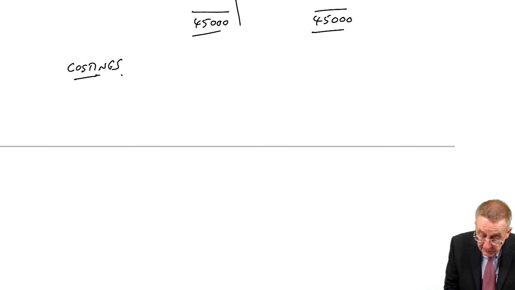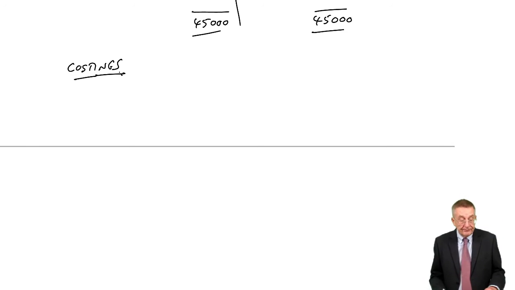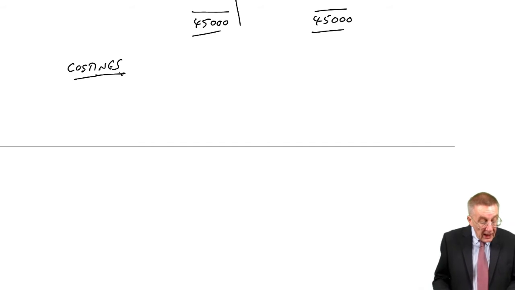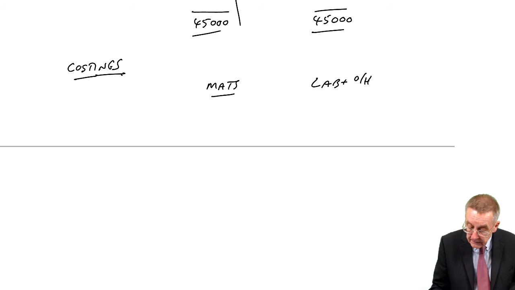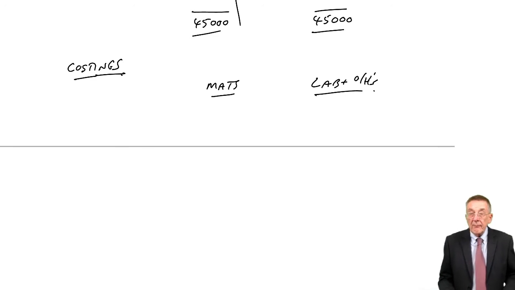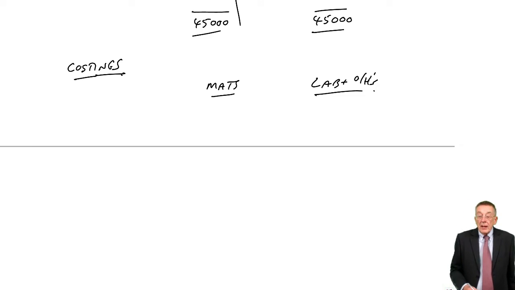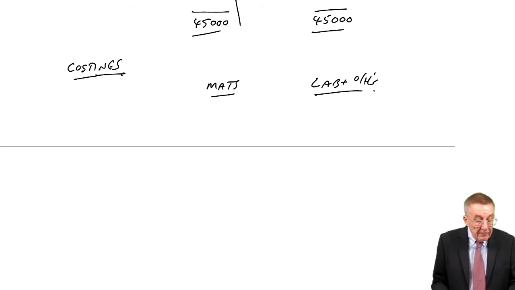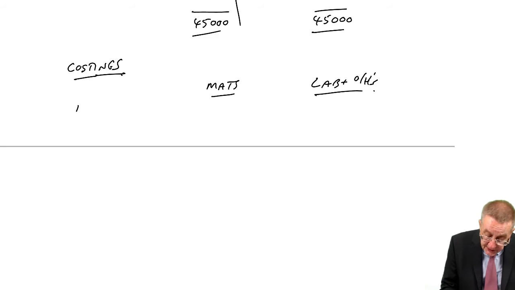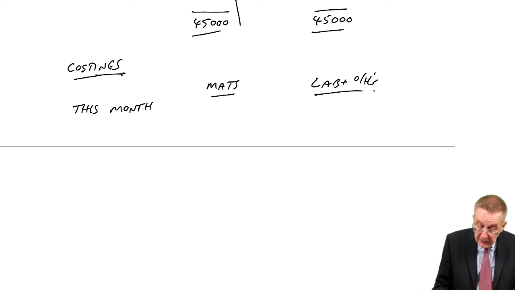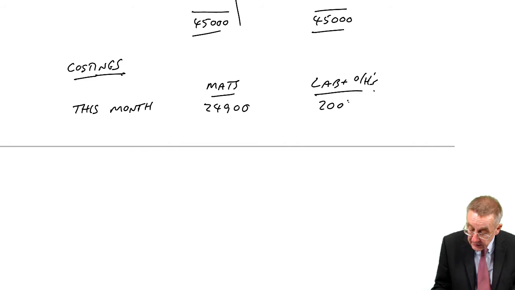And as usual, because of different stages of completion, do it in columns. So there's materials, there's labour and overheads. And what are the costs involved? Well, we know how much we spent this month. On materials, we spent 24,900. On labour and overheads, 20,075.